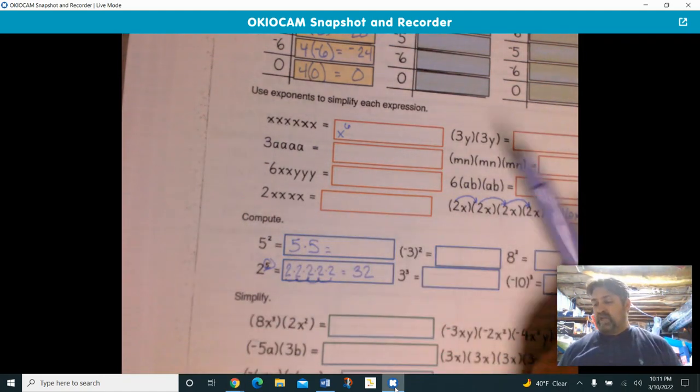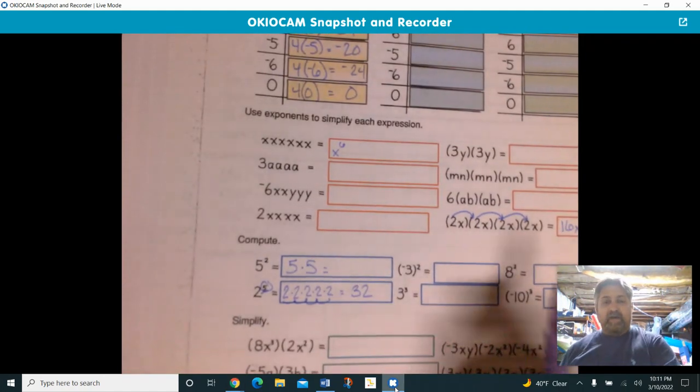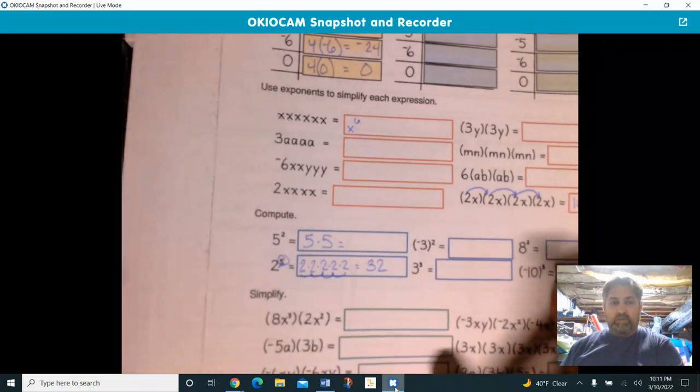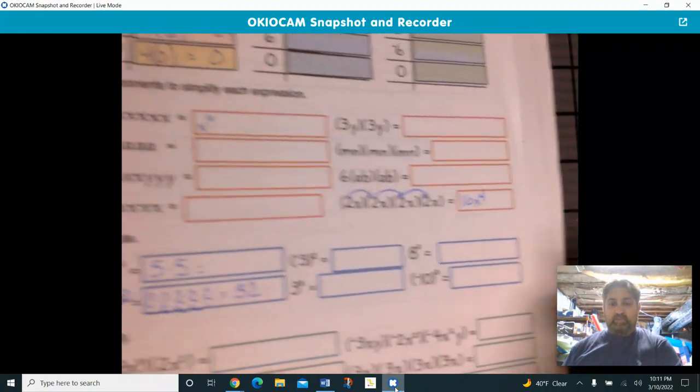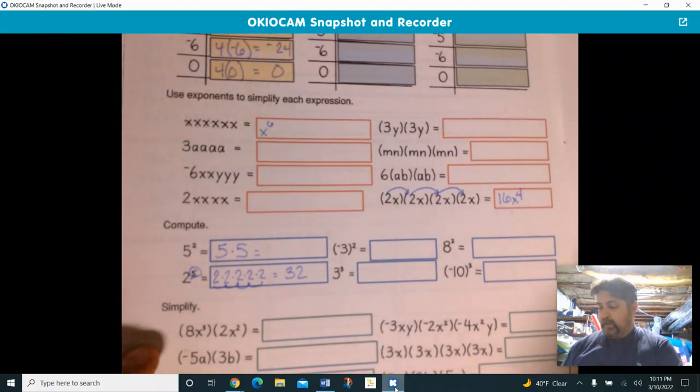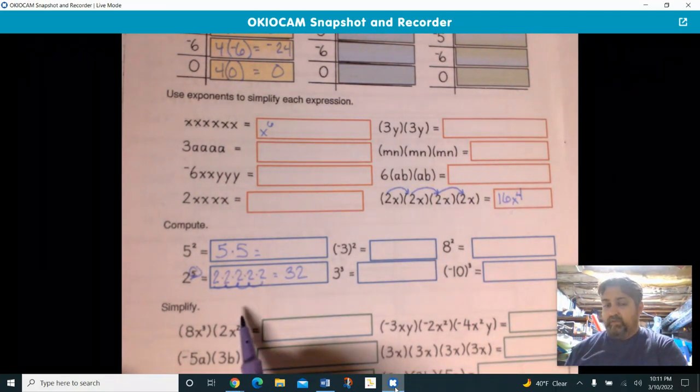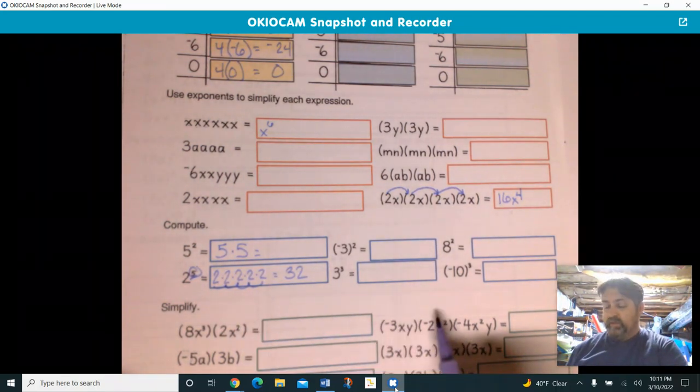All right. Section 4 right here says simplify. We've got two different sets of numbers here. Over on this side, we've got three different sets of numbers. All right. So just depending on how we're going to do it, I'll do this one with you, and I'll do this one with you.